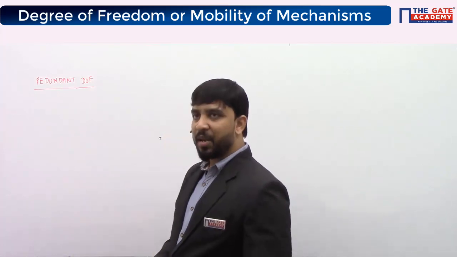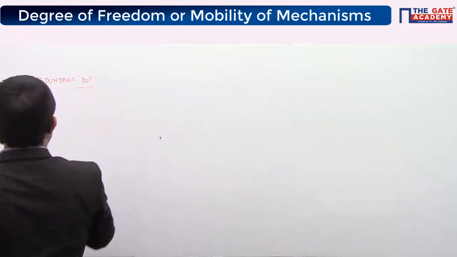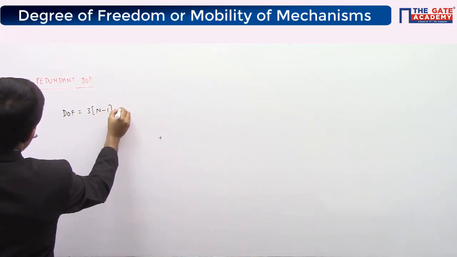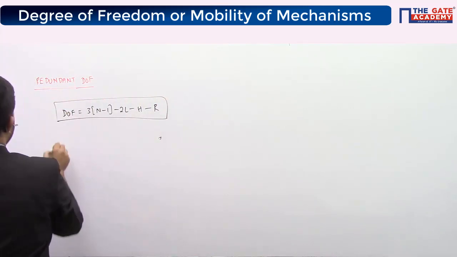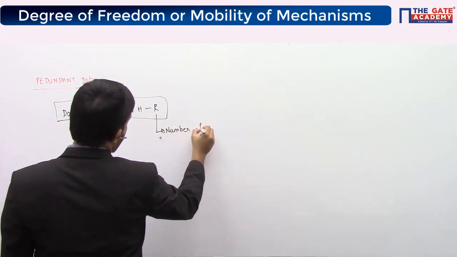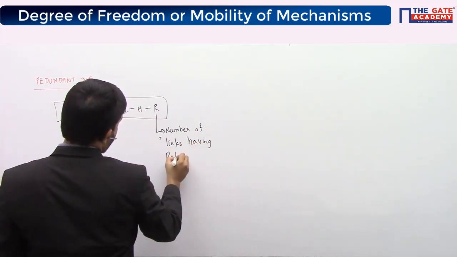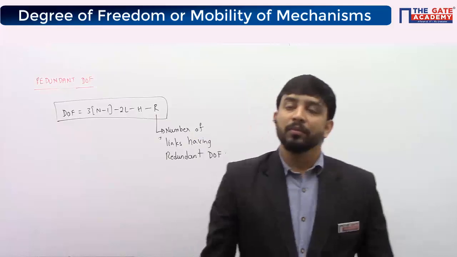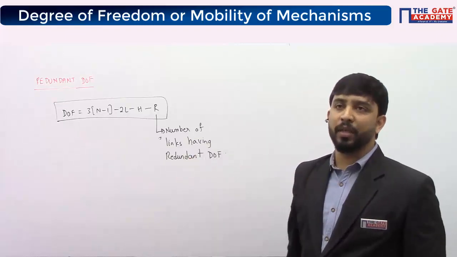Whenever a mechanism has a redundant degree of freedom, we have to subtract those degrees of freedom. Let's write down like this. For mechanisms with redundant degree of freedom, degrees of freedom is calculated like this: 3 into (n minus 1) minus 2 times the number of lower pairs minus the number of higher pairs minus the number of links having redundant degree of freedom. You have to subtract that. Whenever I say redundant degree of freedom, you can move that link, but other links will not be moving.